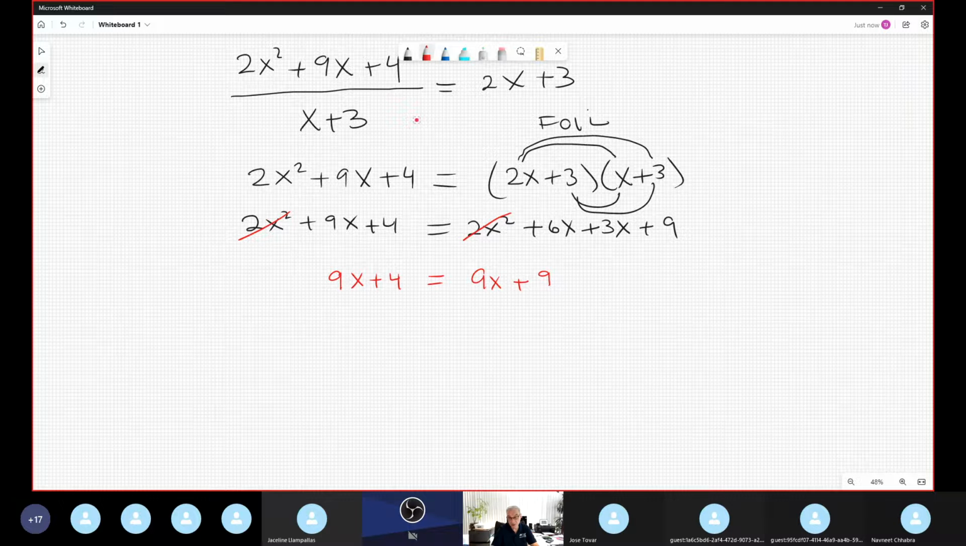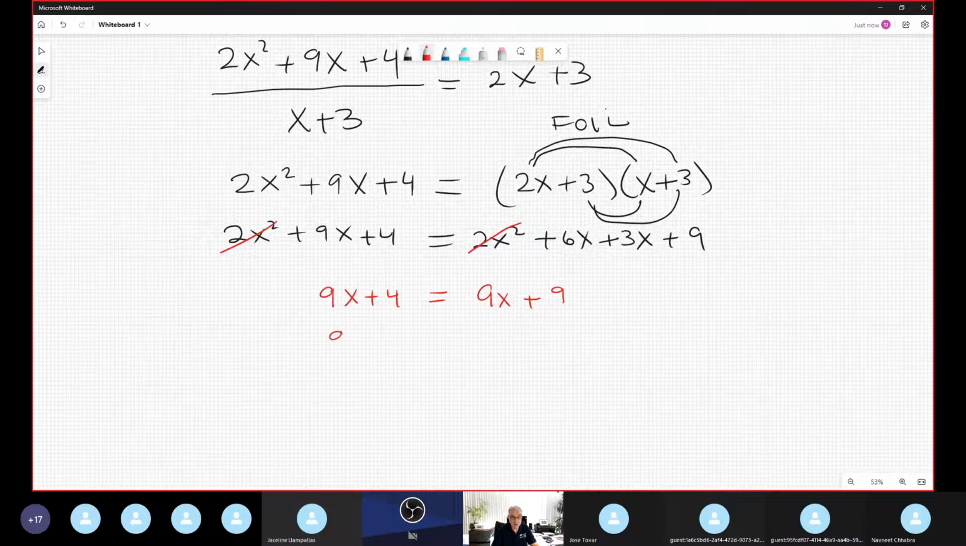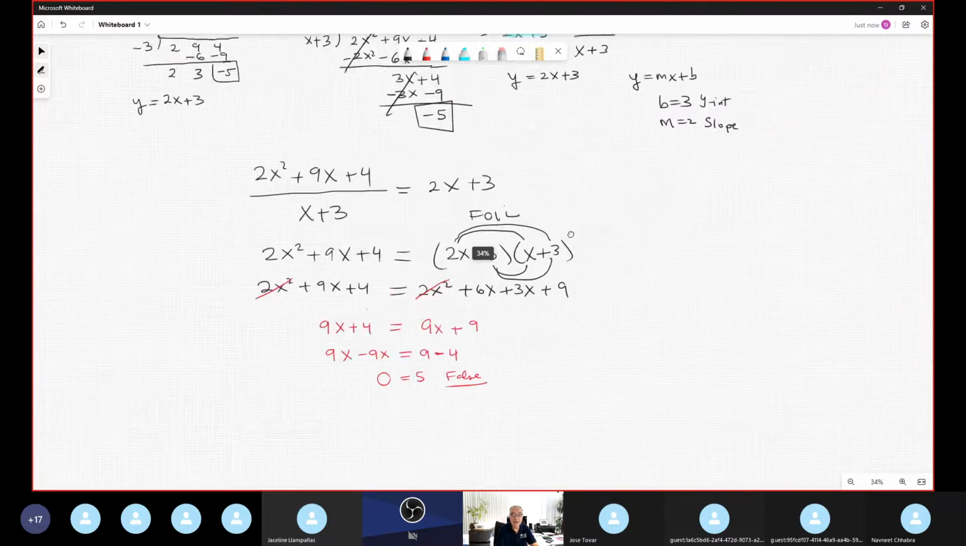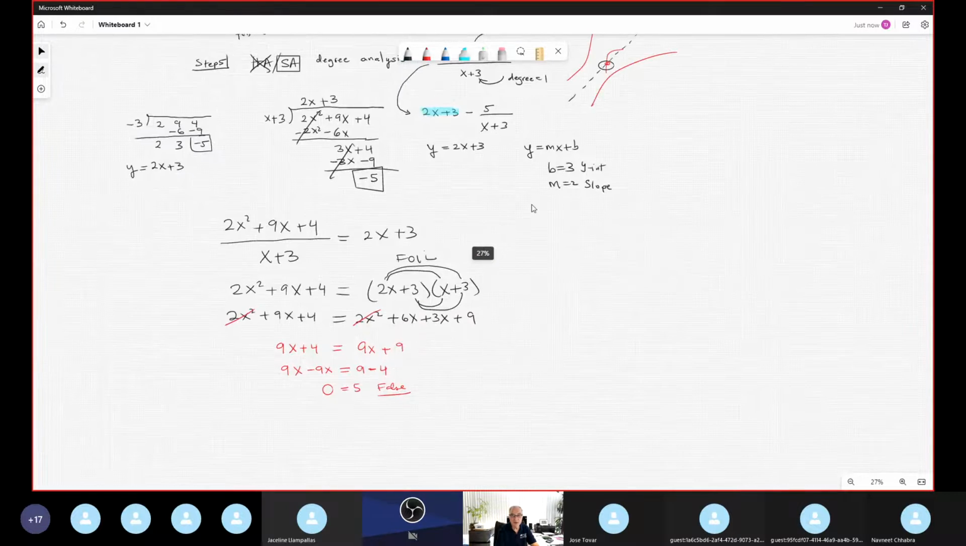Suppose you don't see the contradiction. Okay, I continue the solution. So it's 9x minus 9x. I move 9x to the left. It's equal to 9 minus 4. And this is 0x, let's see, and this is 5. And it's a completely false statement. That means that the hypothetical point that I was planning to find does not exist. My graph never crosses the slant asymptote. Never.